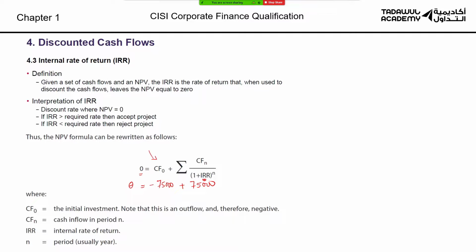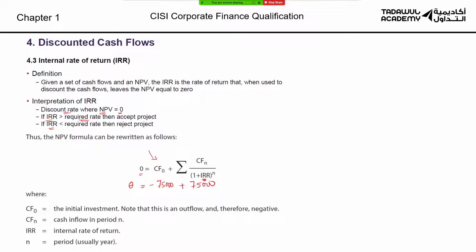This is the internal rate of return: the discount rate where the net present value becomes 0. If that rate is higher than the required rate of return, then we accept the project. If that rate is less than the required rate of return, we don't accept that project. Let's look at a quick example.